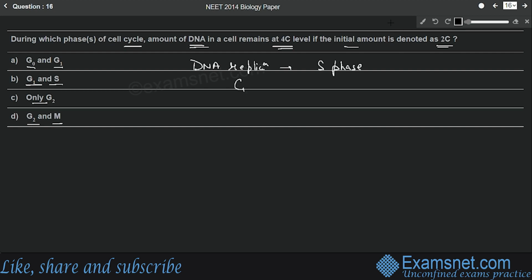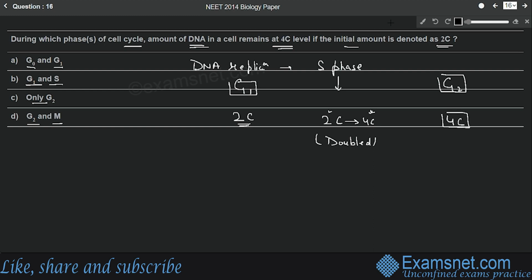Before the S phase, there is G1 phase, and after S phase, there is G2 phase. These two are growth phases. Now, if the initial amount is 2C, that means the amount of DNA at G1 is 2C, then during S phase it will increase from 2C to 4C. That means the amount of DNA will get doubled during the S phase. It will not remain 4C. Whereas at G2 phase, we'll see that the amount of DNA is 4C.